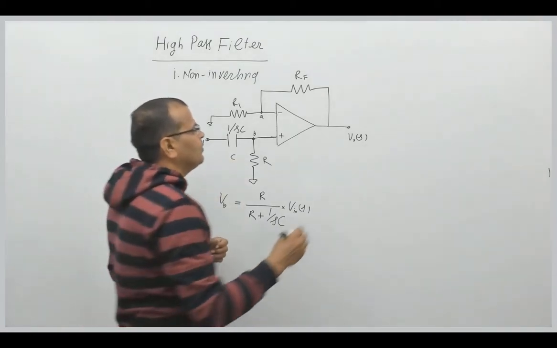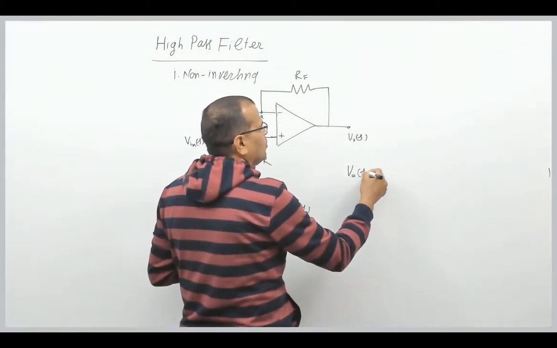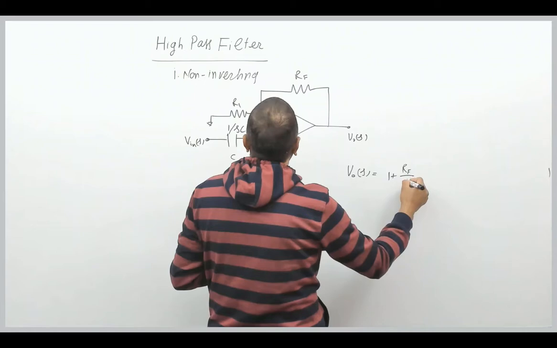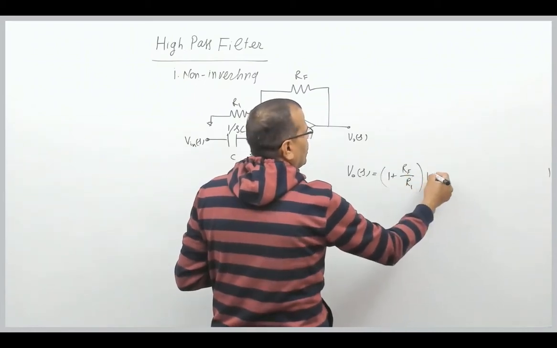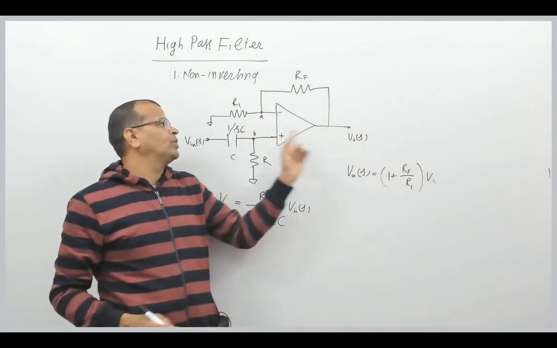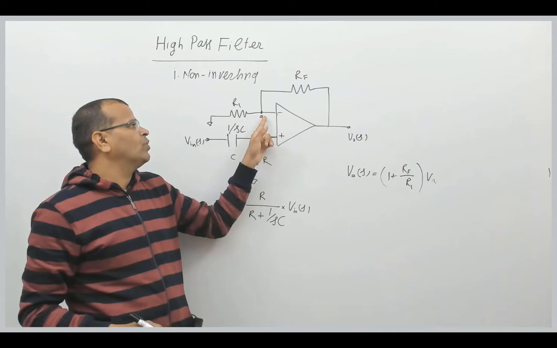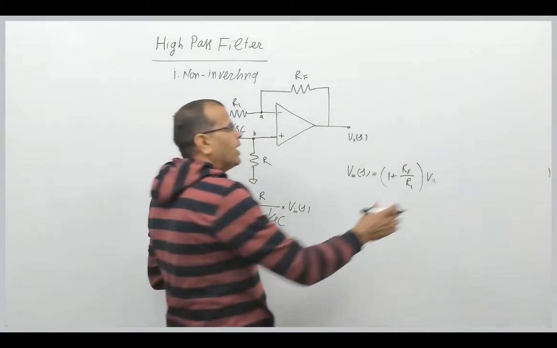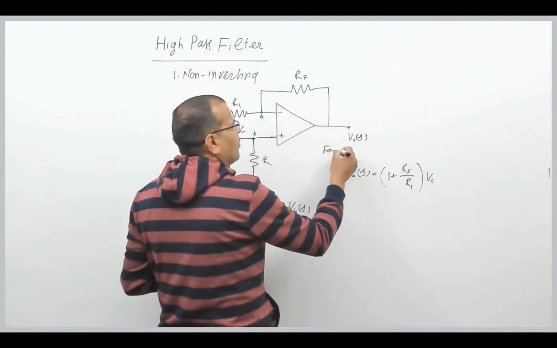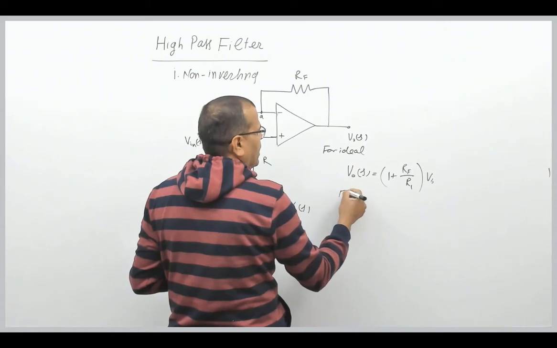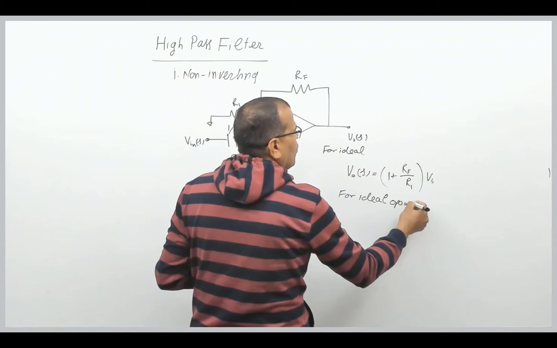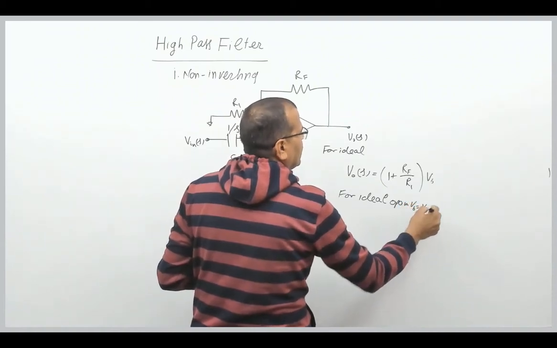To find the output of this filter, you can write directly output of the filter can be written like this: 1 plus RF by R1 into voltage at node A, voltage at this node. For non-inverting mode, this is the output, and remember the voltage at node A is same as voltage at node B for ideal op-amp. So I can replace this by VB. For ideal op-amp, what do we have? Voltage at node B is same as voltage at node A.